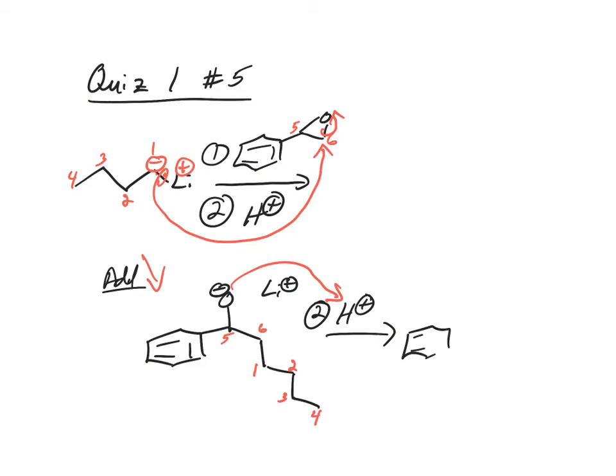Then the final product would be, what kind of alcohol is this? It's a secondary alcohol. That is correct. Again, number those carbons. Don't lose a carbon. Secondary alcohol.